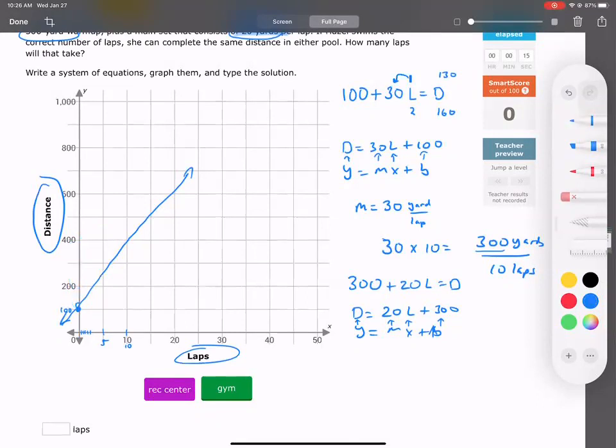So my next graph will be at 300. Here's 300. And then what's the slope? The slope is 20 yards per lap. Now the problem with 20 yards per lap is I can't graph these one lap at a time. So I'm going to multiply this by 10 also. So it's going to be 200 yards for every 10 laps. And that's our slope, 200 over 10. So 100, 200 over 10.